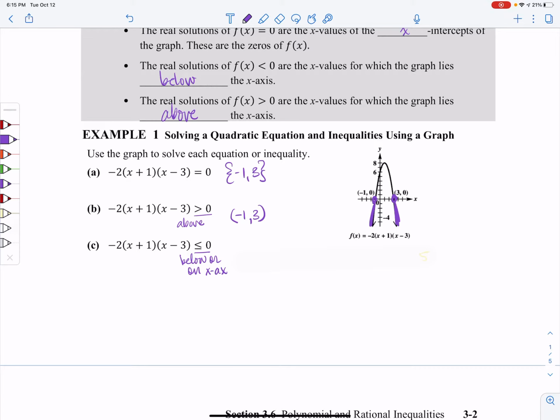So we'll start with -infinity, and we're going to go from -infinity to -1. We're including -1 because we want on the x-axis. And then my graph goes above, so I don't want any of that. It comes back around to the 3. It's on the x-axis there, so we include the 3, and we're going to go all the way to +infinity. We're using x values here, so that's why we're going from -infinity to +infinity.